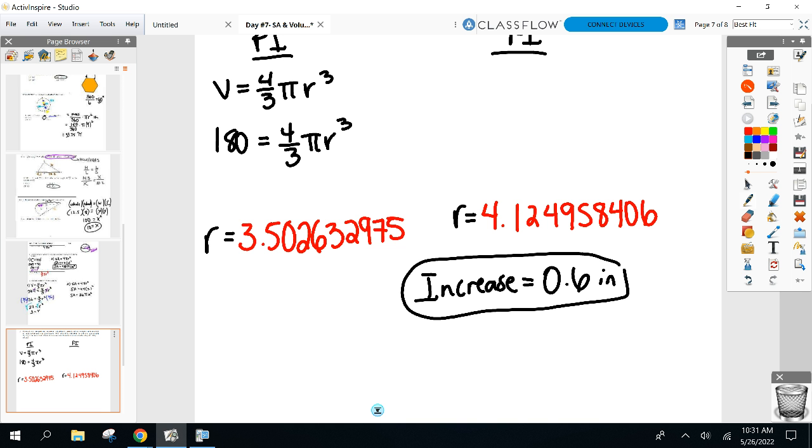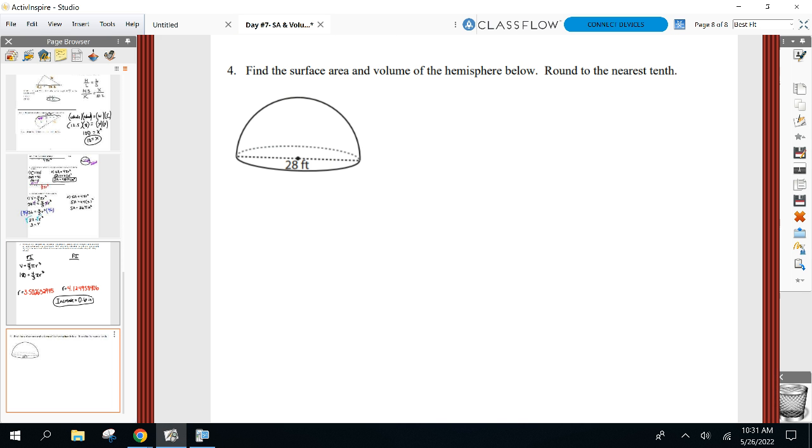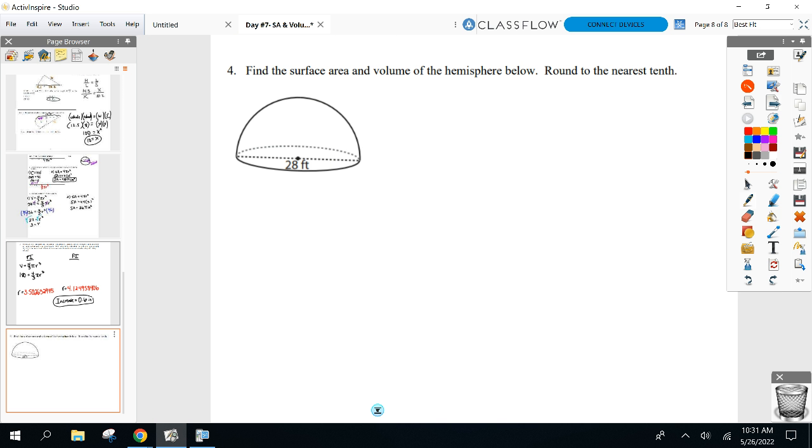Questions from you guys before we get to this last one? All right, take a sphere, slice it in half. You have what's called a hemisphere. There it is. I want to find the surface area and volume of this. All right, surface area and volume. Let me start with surface area because it's not as easy as slicing it in half.